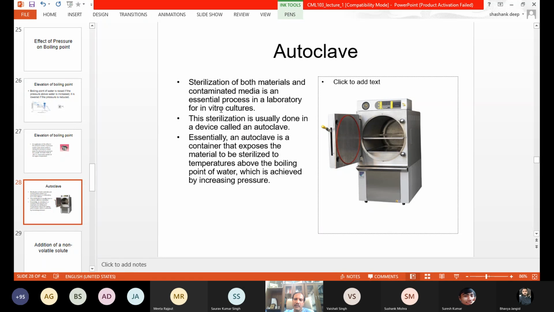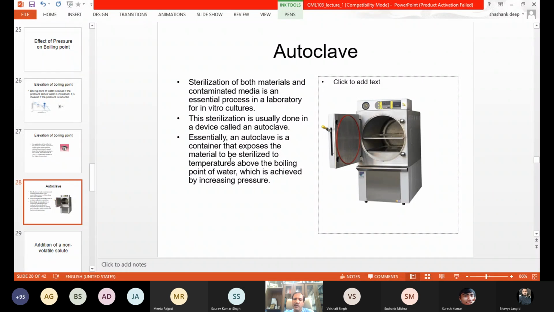Somebody is studying a virus, somebody is studying protein, or somebody is studying something else. So then they need to use this. This sterilization is usually done in a device called an autoclave. Essentially, an autoclave is a container that exposes the material to be sterilized to a temperature above the boiling point of water, which is achieved by increasing pressure. Okay. So this is the second.